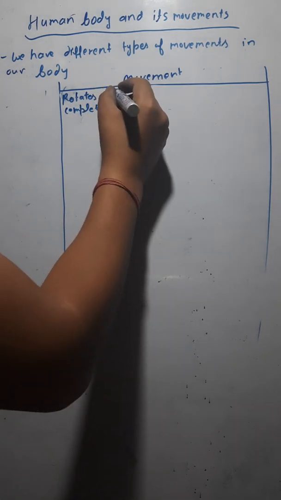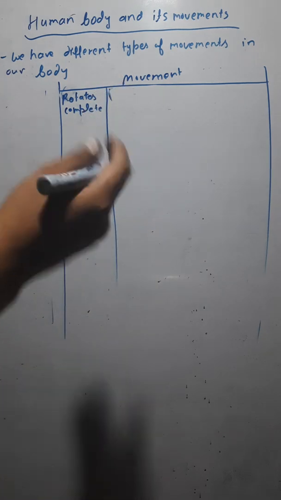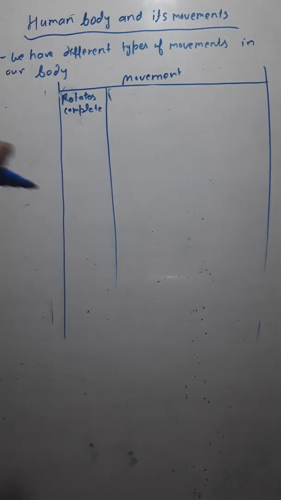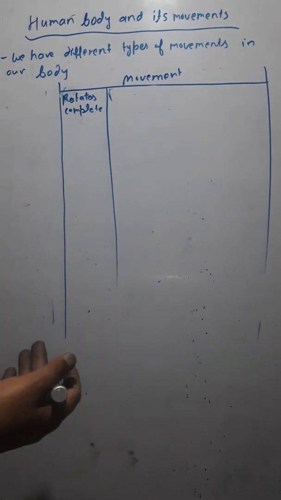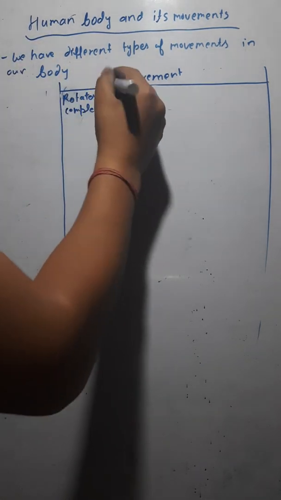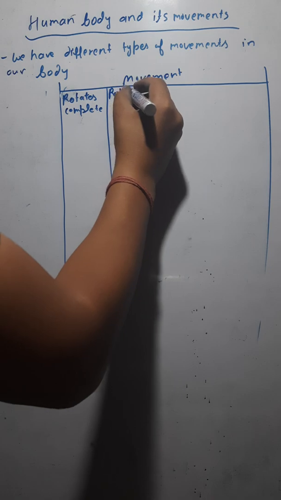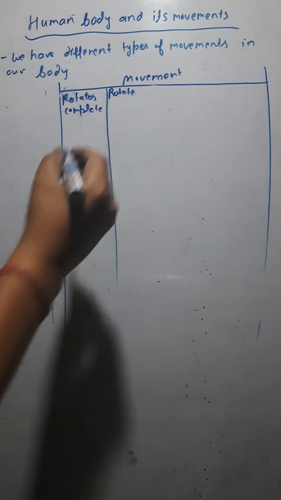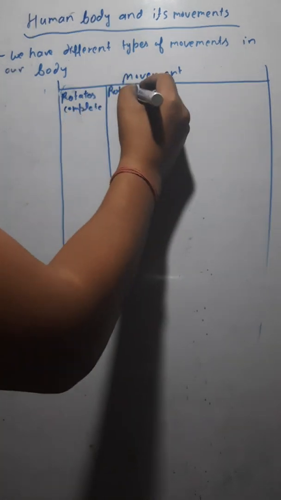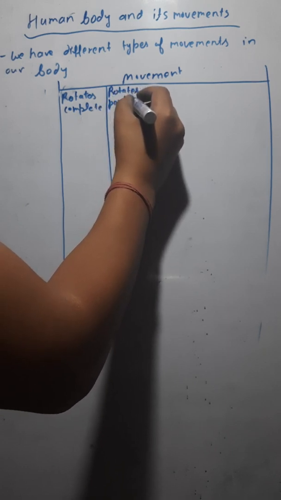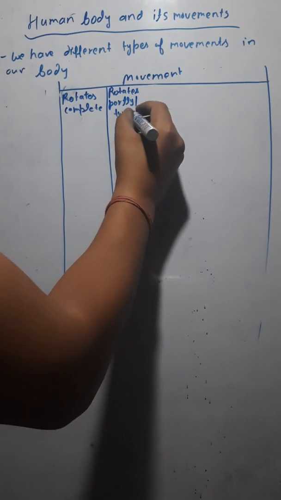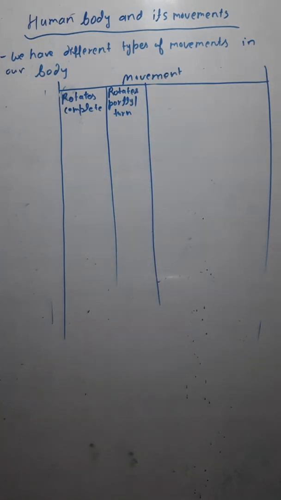Somewhere you have partial rotation. Partly you can rotate, like your neck. You can rotate your neck partly, not completely. You can turn your neck also. So here you can rotate partly, and you can turn also. This is the second type of movement.